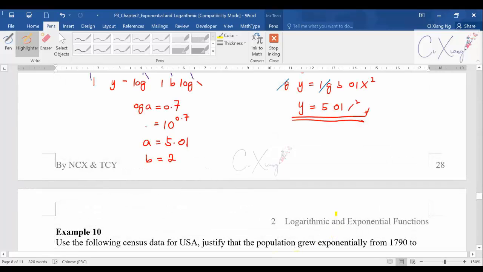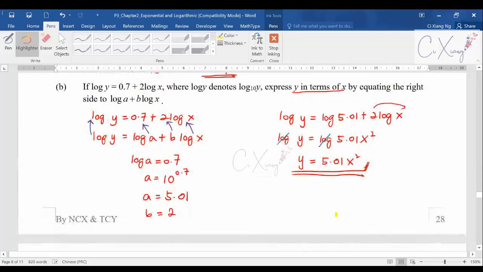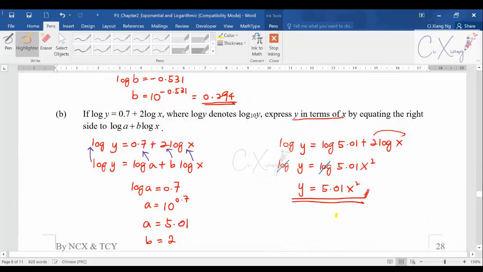So for this video, hopefully you roughly have the idea how we compare the equation with y equals mx plus c, and from there, how you actually get the unknown value that you want to find out. Alright, so we'll discuss the graph part next video.